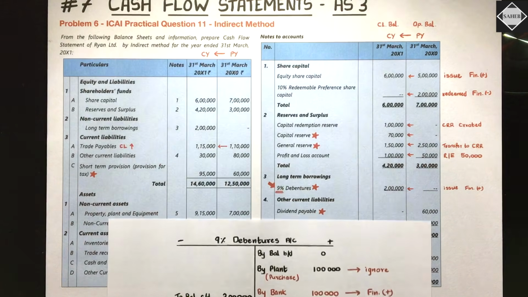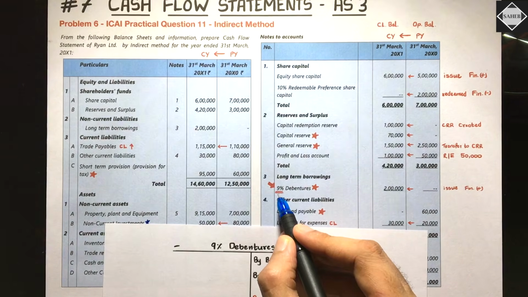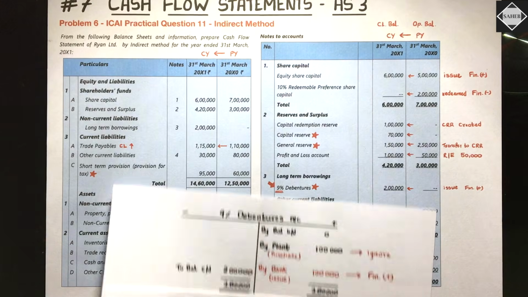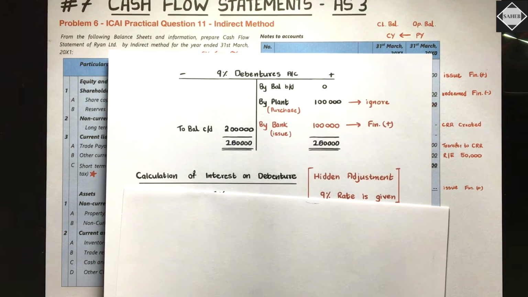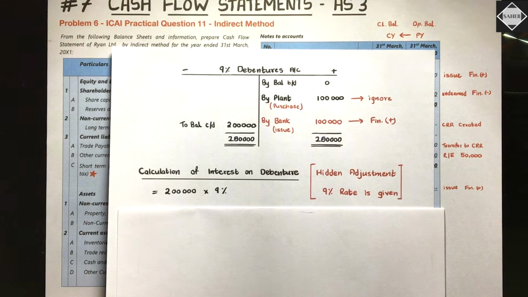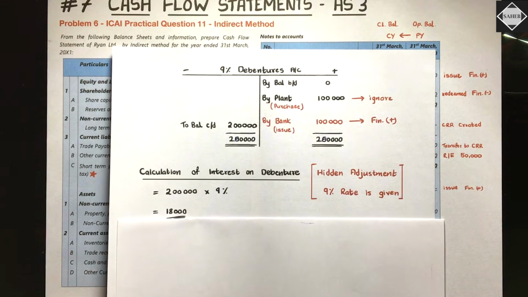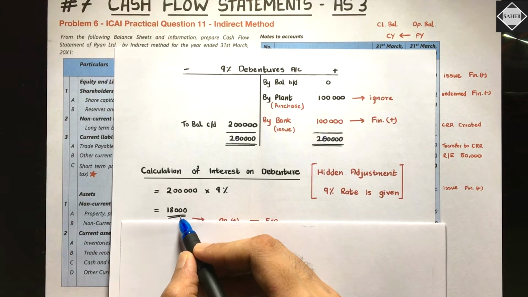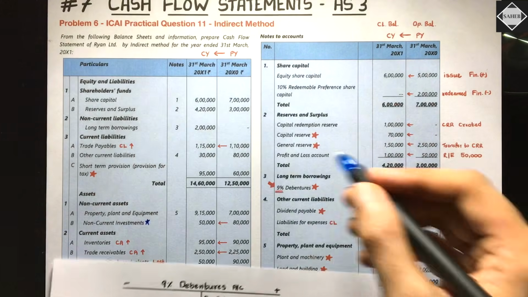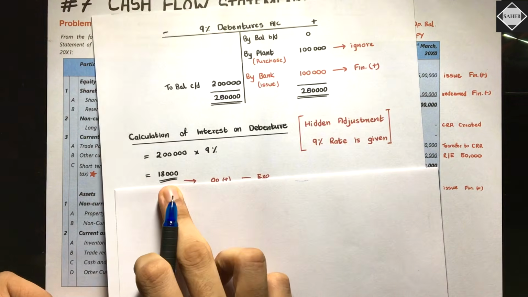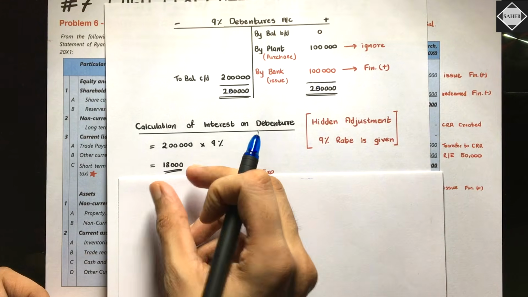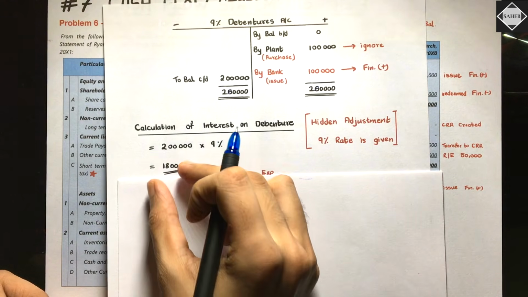No, there is a hidden adjustment, right? 9% rate is given, so that hidden adjustment we have to do. On closing balance of debentures, we have to calculate 9% interest. So see, calculation of interest on debenture, hidden adjustment, 2 lakh into 9%, that's equal to 18,000. What are you going to do about this? In this question, there is no outstanding interest, no adjustment, nothing. So simply this 18,000 is the interest on debenture expense as well as interest on debenture paid.